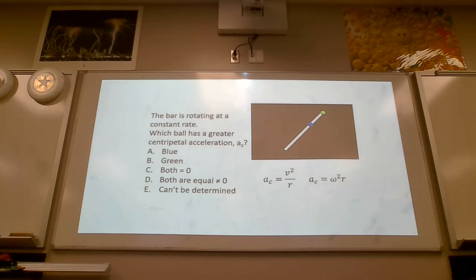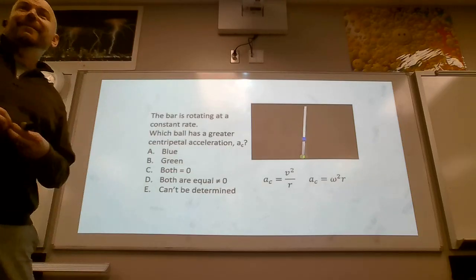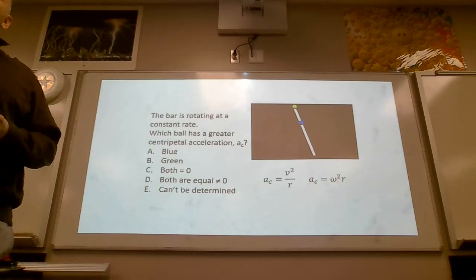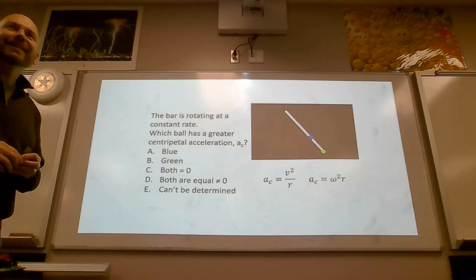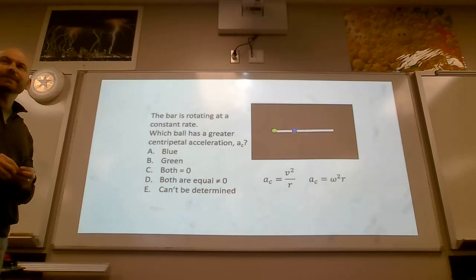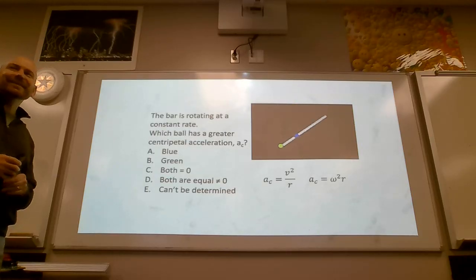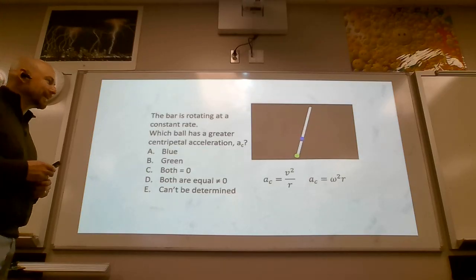Beta. Omega. Lowercase omega. That's capital omega. Yeah, it's Greek. There you go. All right, so correct answer is? Correct answer is B, green.